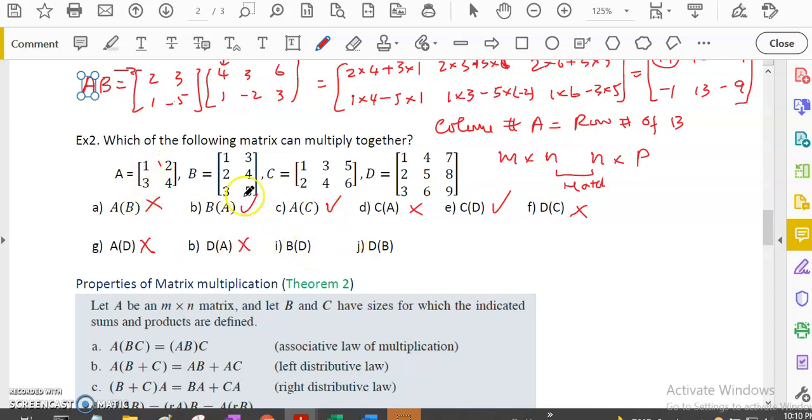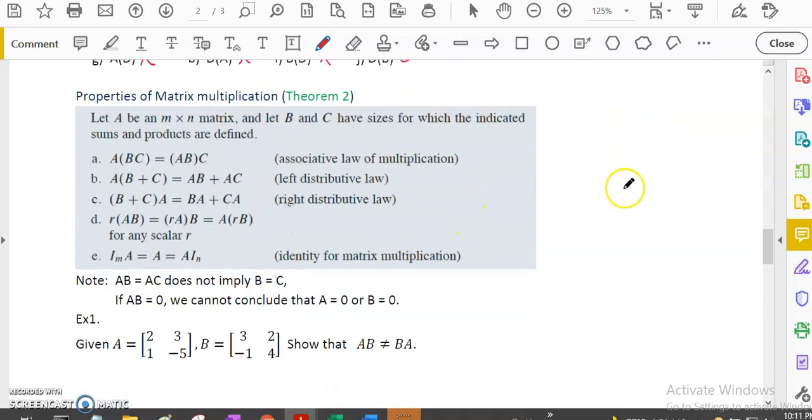What about BD? B is 2 rows and two columns. D has 3 rows, so also not possible. What about DB? D has 3 columns and B has 3 rows, so this would work. So we can just compare the columns of the first with the rows of the second to see if they can multiply.